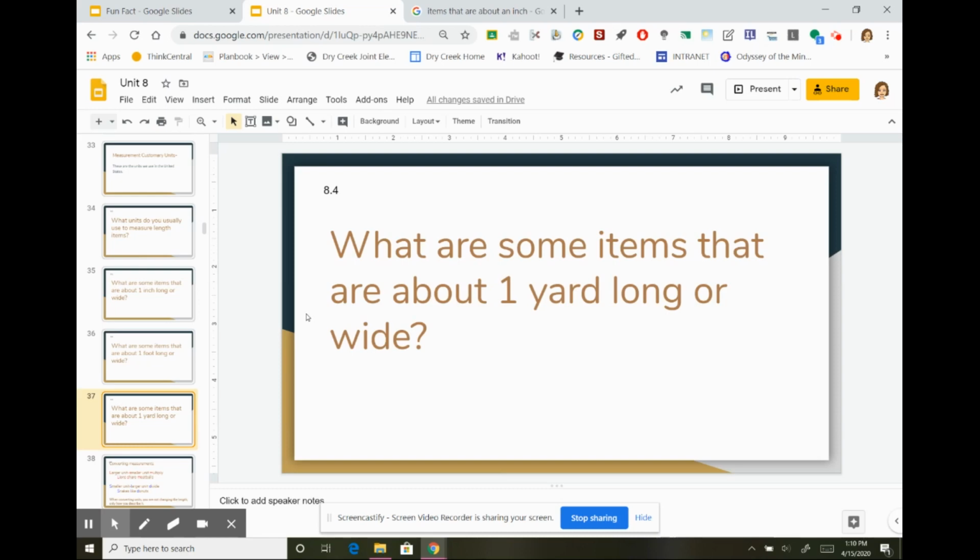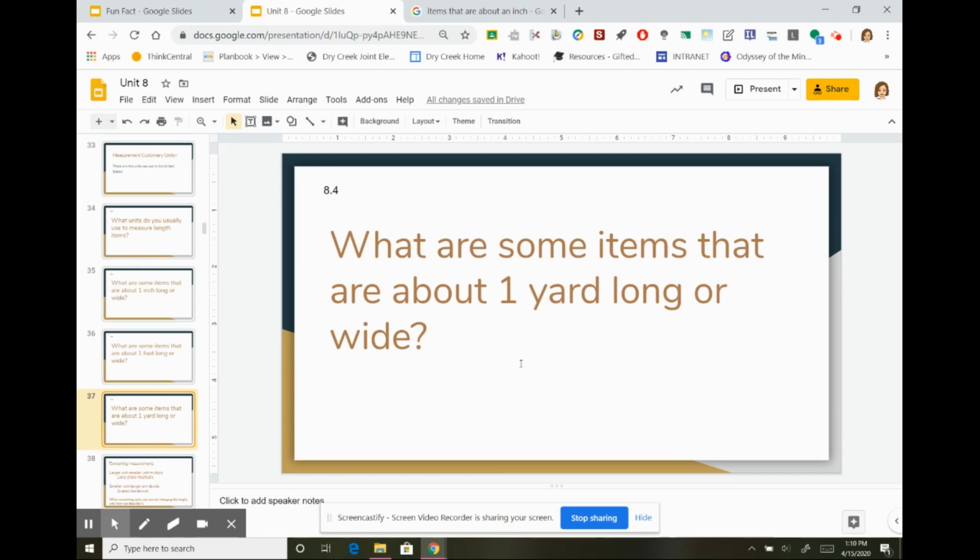Some of you are probably right above a yard in height. Well, you're probably a little bit more than a yard, but some of you are way more than that. But anyway, see if you can find some stuff around your house that are a yard. So that's like 3 rulers wide or long, and then come back to the video.